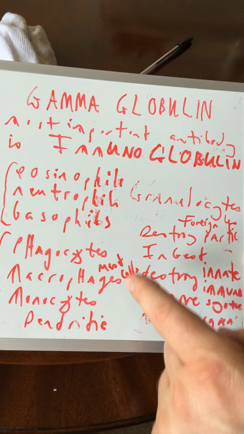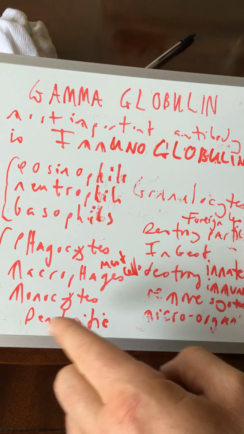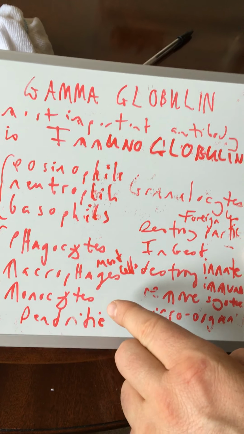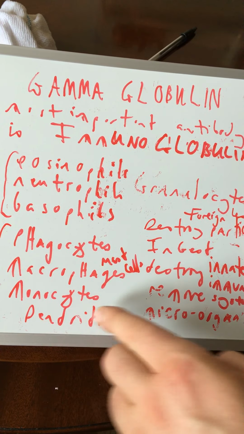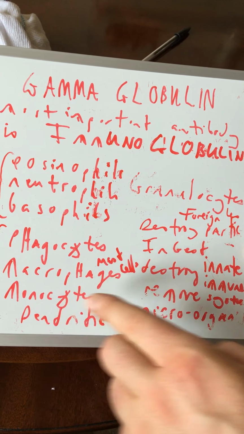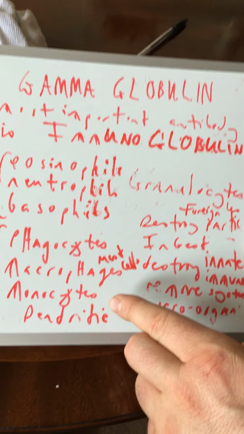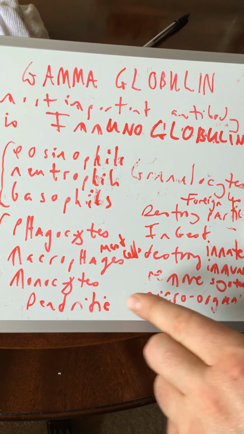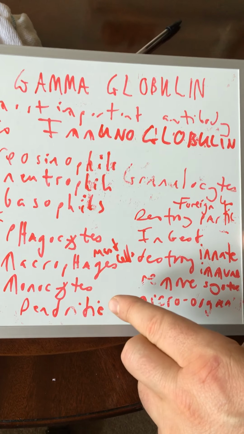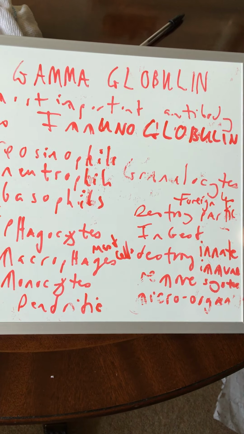And down here, I've mentioned some phagocytes. And I've got a list of them here. The macrophages, the monocytes, and the macrophages derive from the monocytes. If you like, they're the parents of the macrophages. The monocytes are the parents of the macrophages. And monocytes mature into the macrophages.